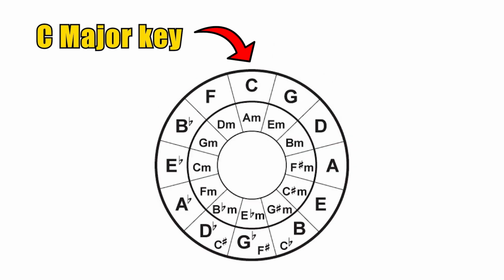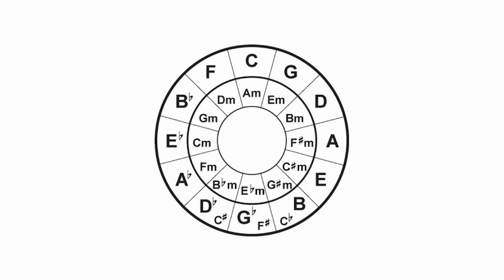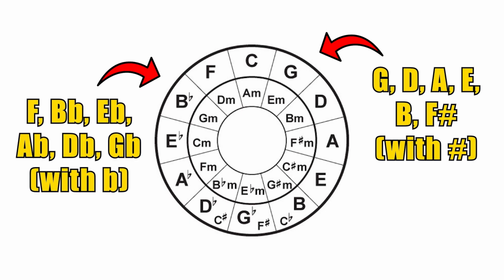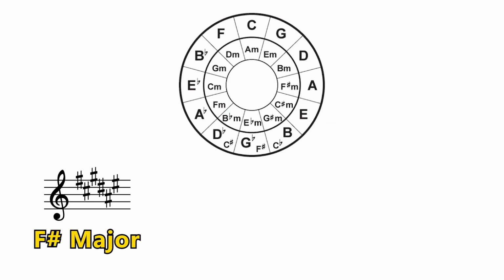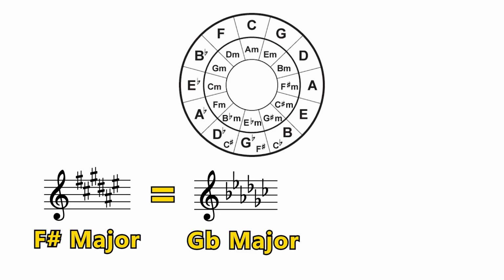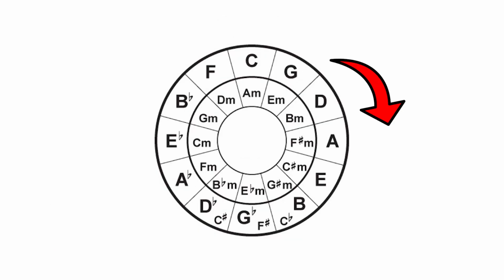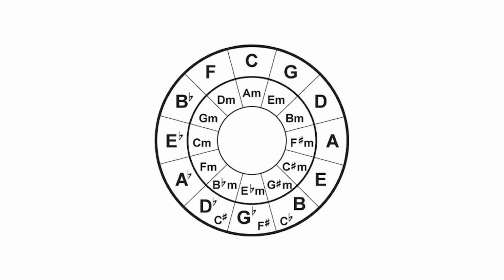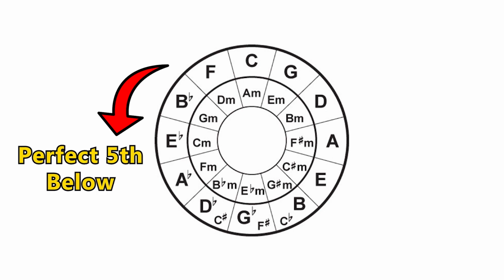First of all, the C major key doesn't have any sharps or flats, so this key sits at the center. The keys with sharps appear on the right side, and the keys with flats appear on the left side. F sharp major key is the same as G flat major key. So, going clockwise around this, each note is a perfect fifth above the previous one. And going counterclockwise around this, each note is a perfect fifth below the previous one.